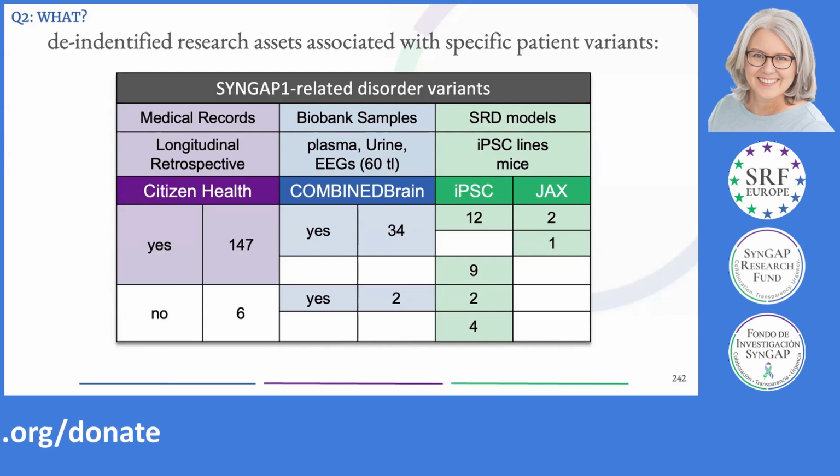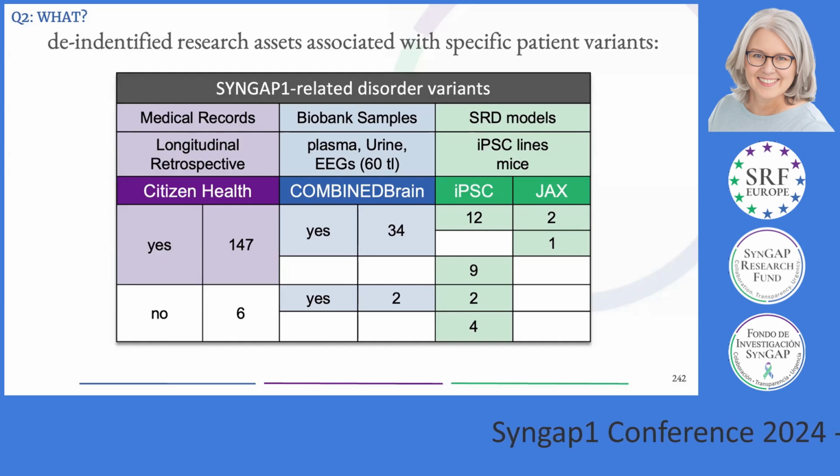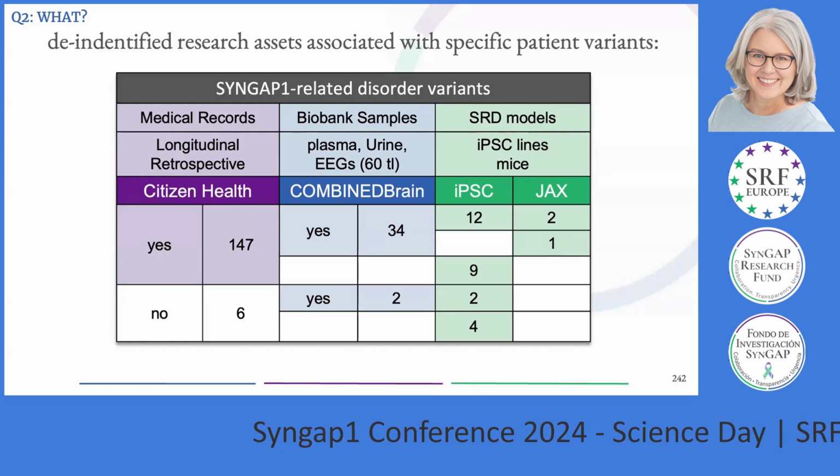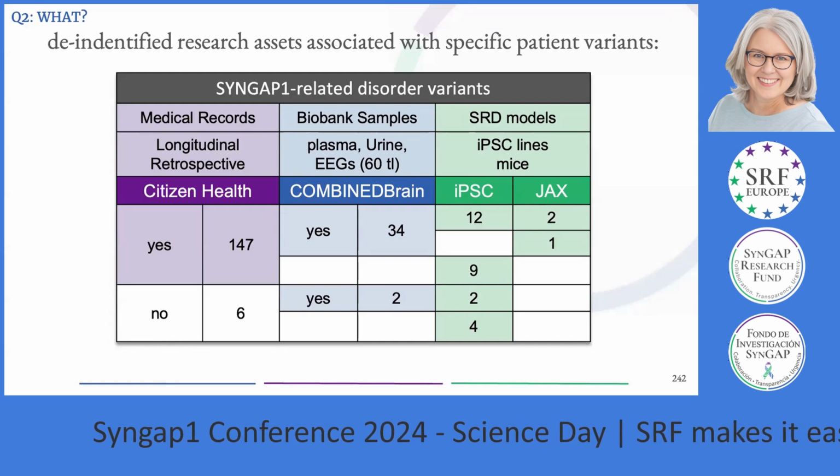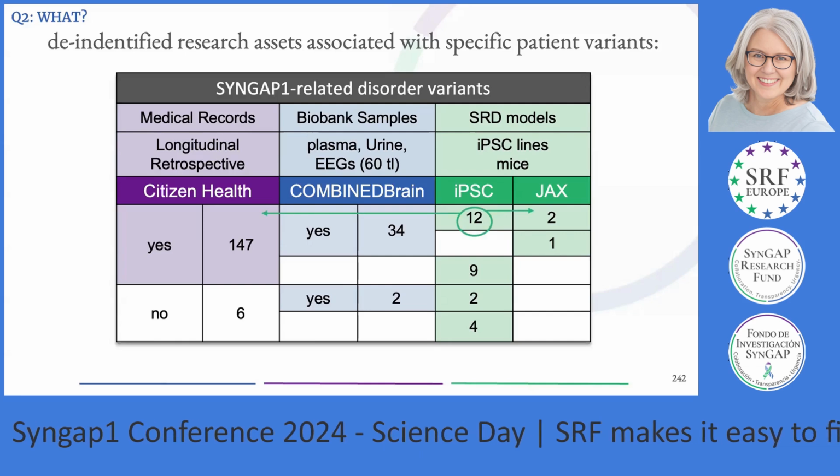Okay, so what am I talking about? I'm talking about figuring out what information we have from patients per variant. So you see 3 colors on the slide. The purple column is all about citizen health data, which is electronic health records. The blue column is about biorepository samples, and the green is about models of disease, whether it's iPSCs or a mouse. So the easiest way to look at this data is to go horizontally.